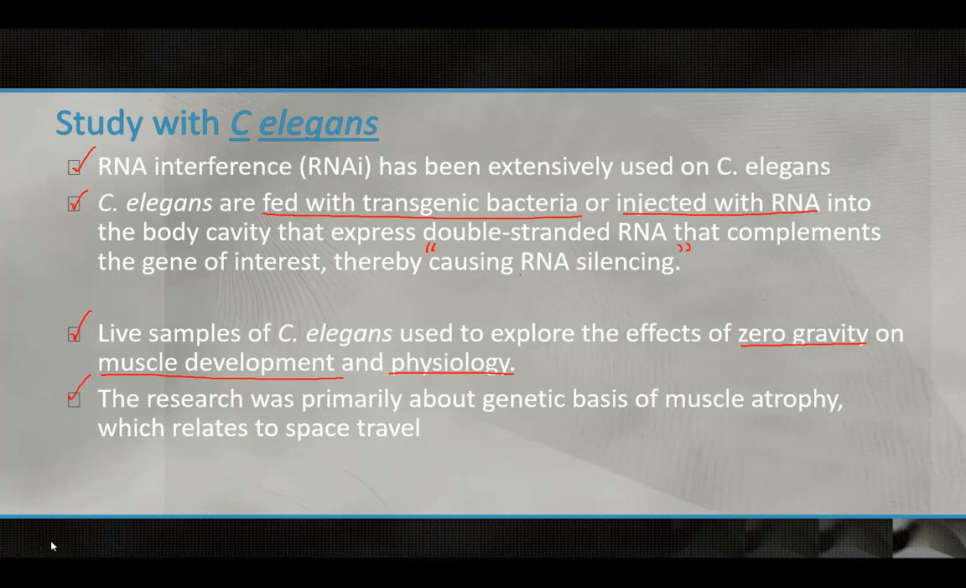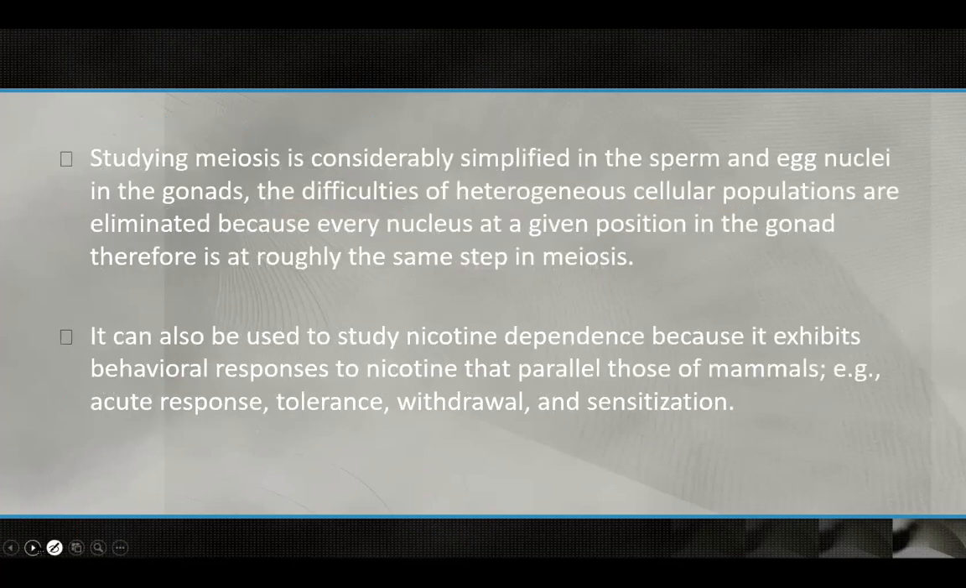Okay, next. So this is the basics about C. elegans. Studying meiosis is considerably simplified in the sperm and egg nucleus of the gonads. The difficulty of heterogeneous cellular population is eliminated because every nucleus at a given position in the gonad is at roughly the same step in meiosis. Because in the case of mutational studies, अगर हम vulval cells के अंदर mutation कर दें, तो जो गोनाड्स का फर्टिलाइजेशन होगा वो एक साथ में होगा, वो एक साथ में डेवलप करेंगे, and they are roughly at the same stage of meiosis, so we can get fundamentally correct results as compared to other organs.